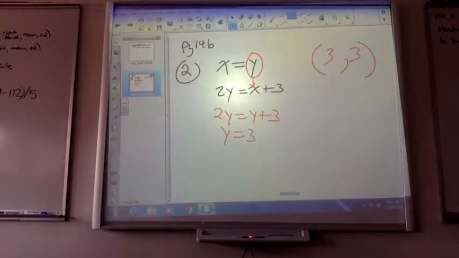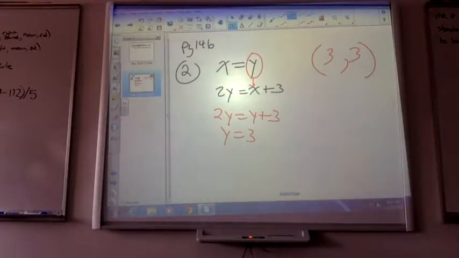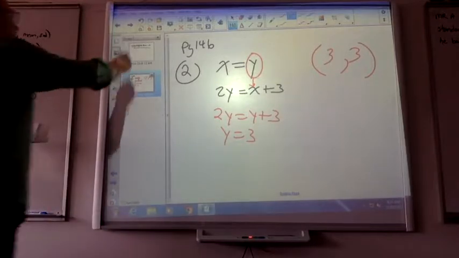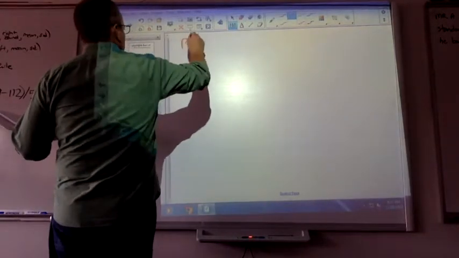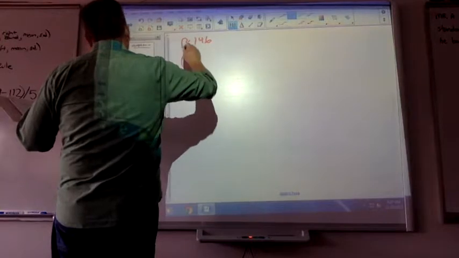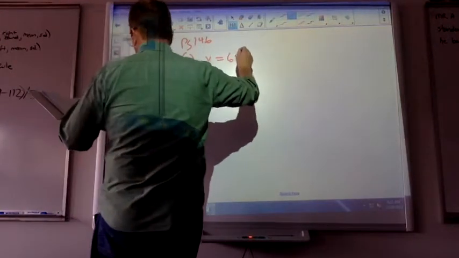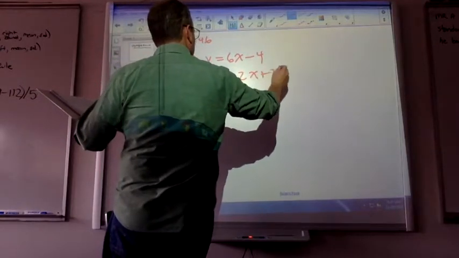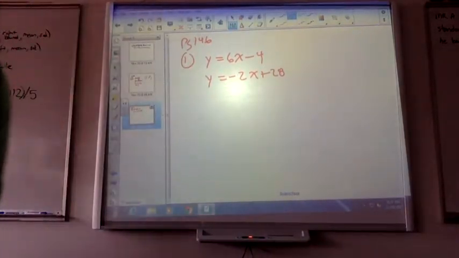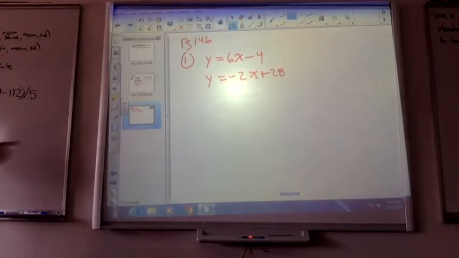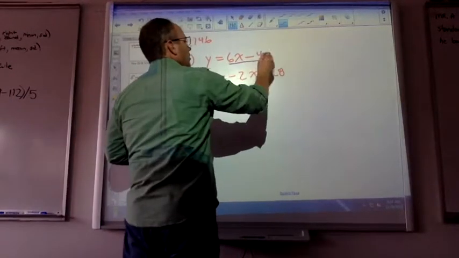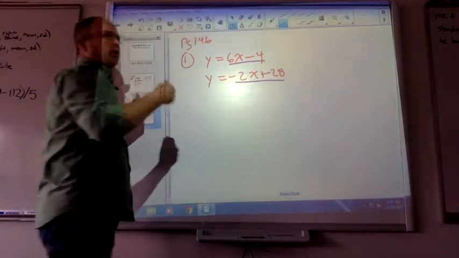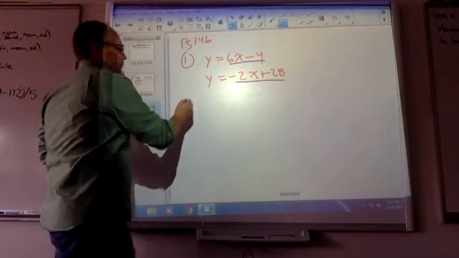All right, anything else from page 146, 1 through 9 that you want to see? Yeah? Page 146, number 1. We know that we have this, and we know we have this. So y is equal to 2 separate things. So I can take this and set them equal to each other because they're both equal to y.